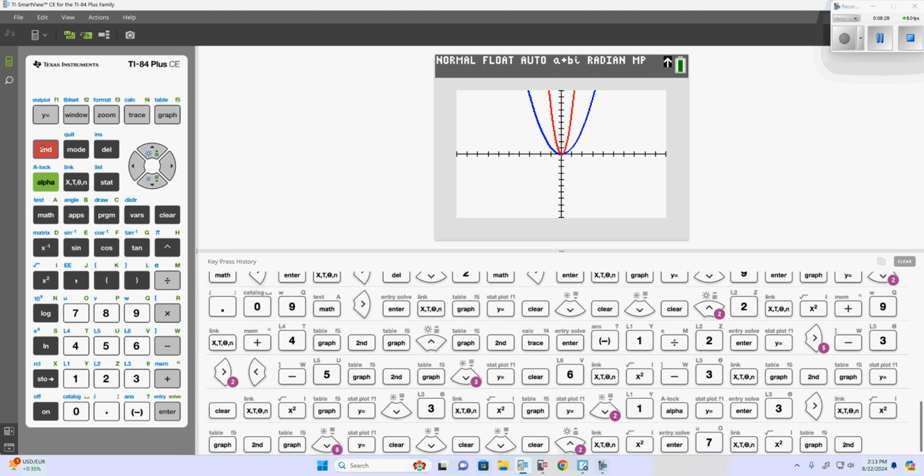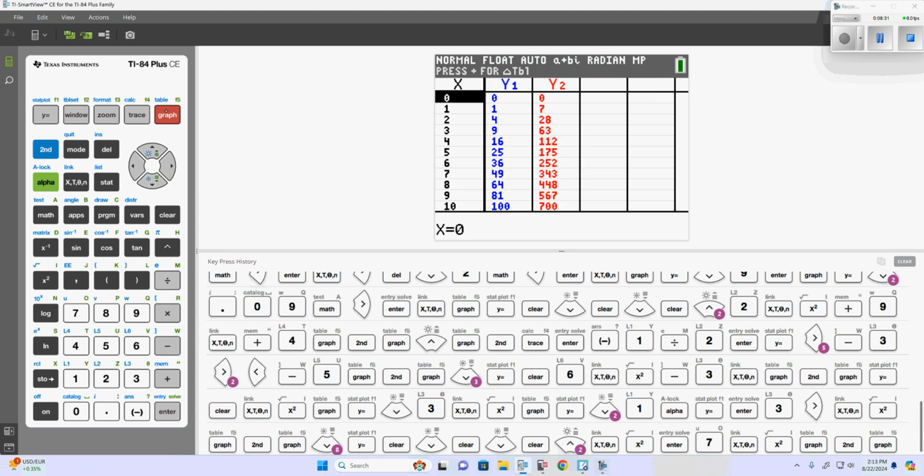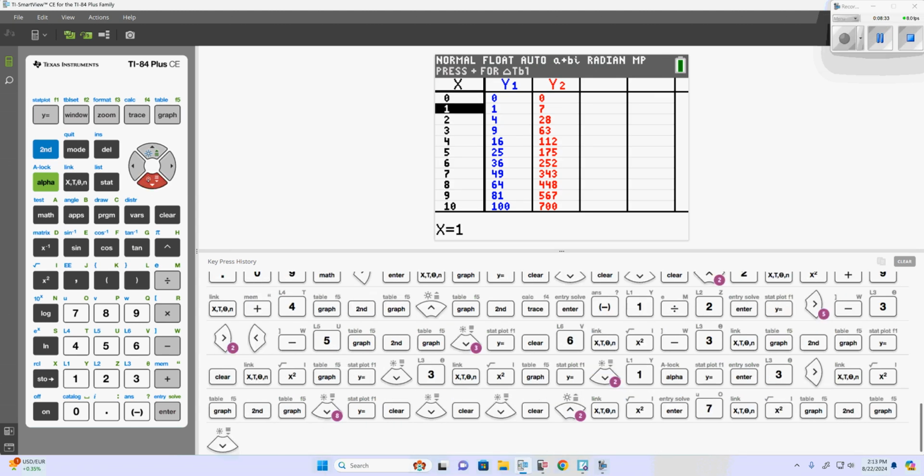Now, if we look at a table, second graph, so when x is 1, the y value is normally 1, and the new one is now 7. It's increased by a factor of 7. When x is 2, it was at 4, now it's at 28. You can see each one is increased by a factor of 7.